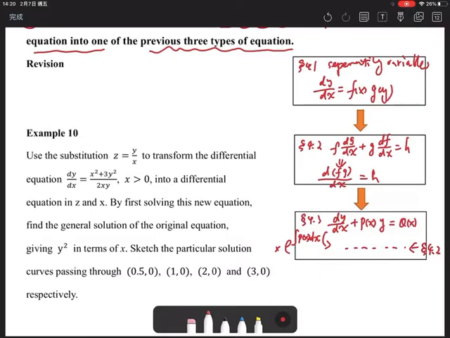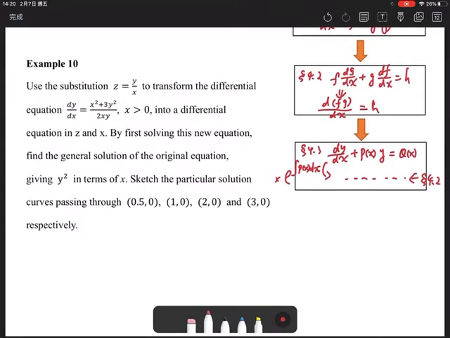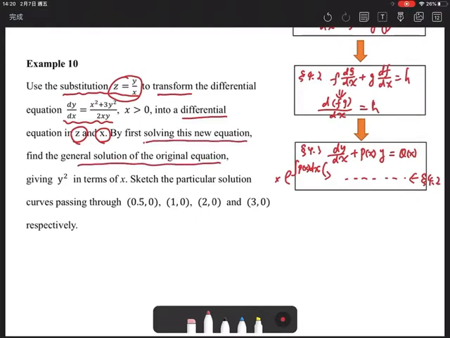So now we are going to learn this section using substitution. Let's look at example 10. The question gives us the substitution: we substitute z equals y over x to transform this equation into a differential equation in terms of z and x. Then by solving this new equation, find the general solution of the original equation giving y squared in terms of x, and sketch the particular solution curve passing through the following points.